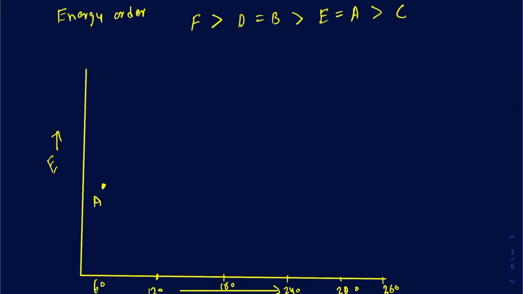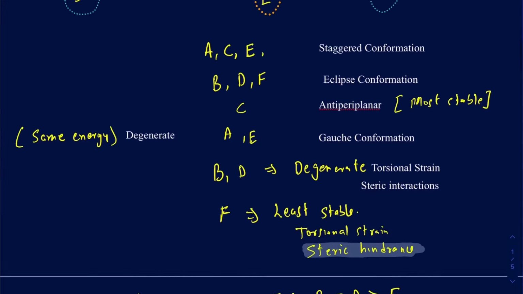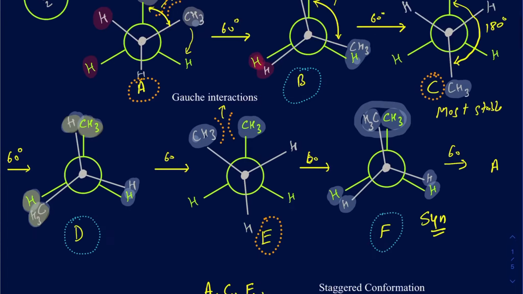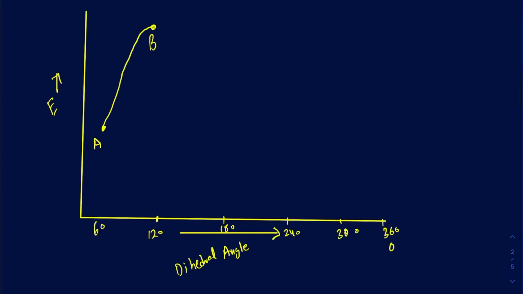So A is one of your Gauche conformations, and then at 120 you get your eclipse conformation. So let's say I'm going to draw that right here. The eclipse conformation is going to be less stable, or more energetic, compared to your Gauche conformation. That's your B. Now, when we're looking at C, what happens? Well, we have determined that C was your antiperiplanar, so it's going to be the most stable. That means it's going to be the least energetic. So I'm going to go ahead and draw that all the way down here. So that's going to be your C.